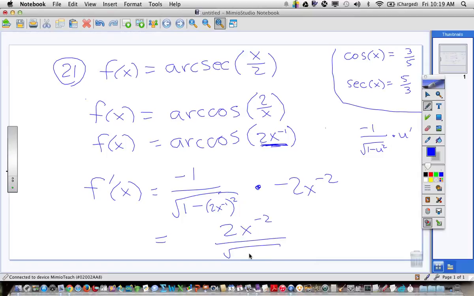And then this, you might as well square this thing. I mean, that's pretty easy. 2 squared would be 4. And then power on a power you multiply, so that's x to the negative 2. But I wouldn't do any more than that with it.